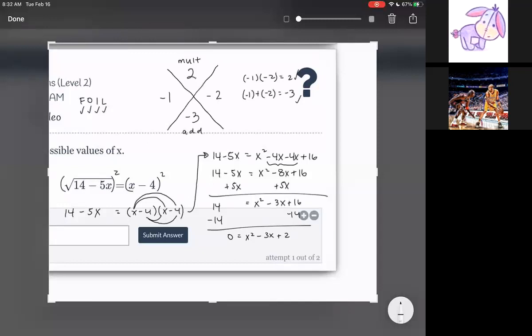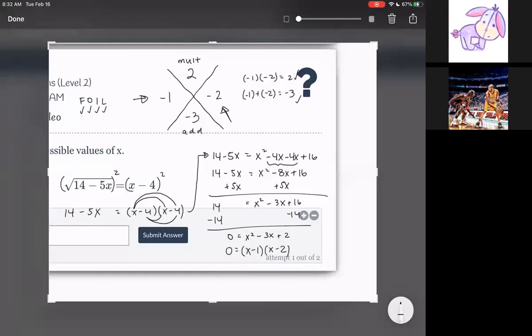So when you add it, it works. When you multiply it, it works. So those are our numbers. Let's rewrite it in the factored form then. For the minus 1, I put x minus 1. For the negative 2, I put x minus 2.